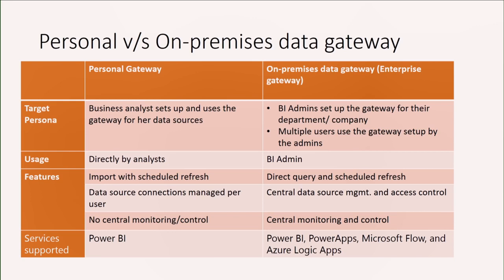The feature of the personal gateway is import with scheduled refresh. On the enterprise gateway, we support live query in addition to the scheduled refresh. With the personal gateway, data source connections are managed per user. In the enterprise gateway, it's central data source management, so multiple people can manage, modify, and delete it. And finally, central monitoring and control is provided by the enterprise gateway, but not the personal gateway.